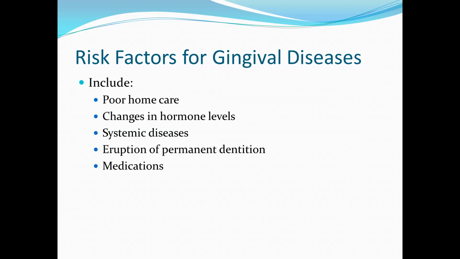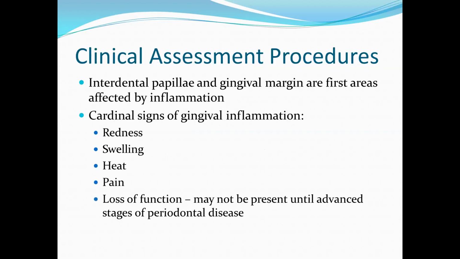What are some of the risk factors for gingival diseases? They include poor oral hygiene, changes in hormonal levels, certain systemic diseases, the eruption of permanent teeth. When you've got loose teeth, they hurt when you brush, and newly erupting permanent teeth are at a very low level at the gingival margin. So you've got high teeth and low teeth, they're all over the place, and certain medications may encourage dry mouth or gingival overgrowth. But you're looking at the interdental papilla and the gingival margin because those are the first areas that are affected by inflammation.